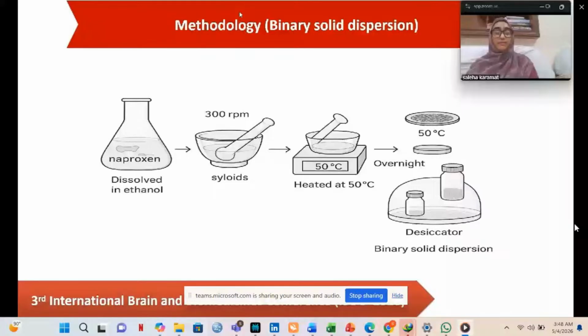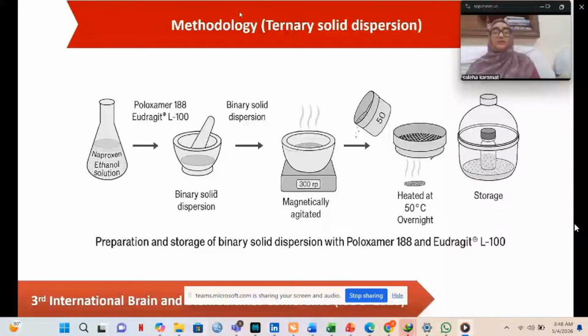Then the general methodology for the ternary solid dispersion is that I dissolved the naproxen in ethanol and added my polymers like poloxamer 188 and Eudragit L100. After their complete dissolution, I set the stirring speed in RPM and 50 degrees centigrade. After 1 hour, I removed it from the magnetic stirrer and placed it in the hot air oven for overnight drying. After that, I collected its powder.